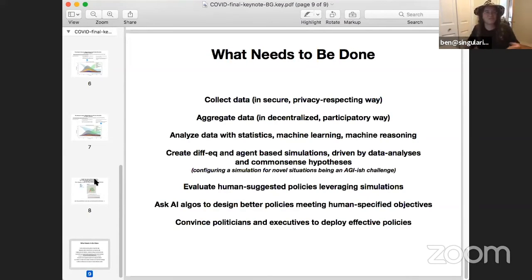You need an AI that can look at data from measles and Ebola and social networks and all sorts of other things, and can leverage what it learned from these different types of data to help it structure the agent-based simulation of COVID-19.